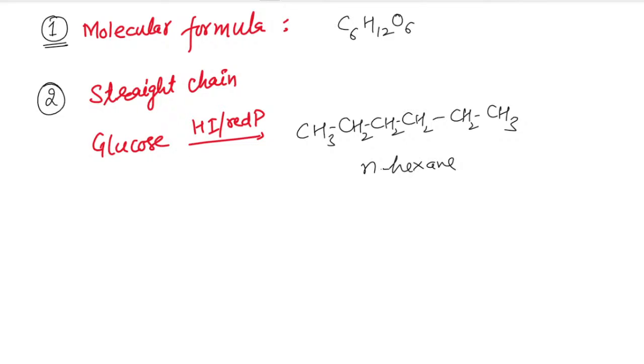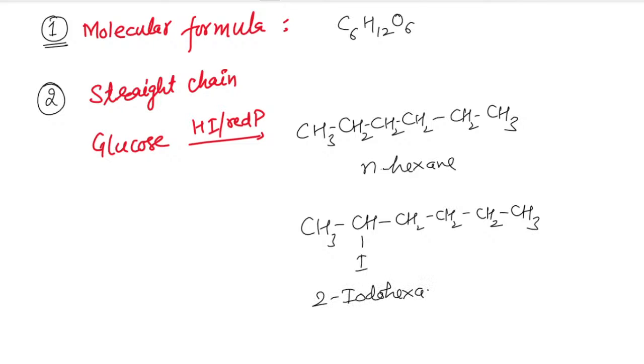Okay. So glucose, on reduction with HI and red phosphorus, gives normal hexane, and even a small amount of 2-iodohexane is also formed. So it proves that all the 6 carbons are present in a straight chain. All the 6 carbons are present in a straight chain. Okay.